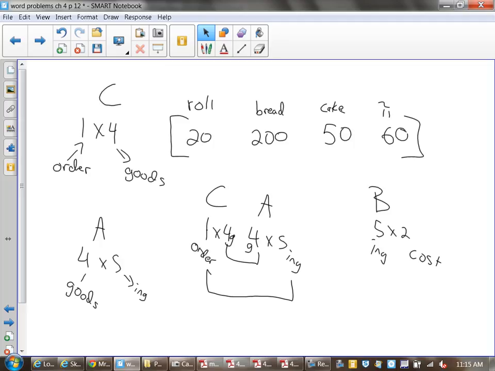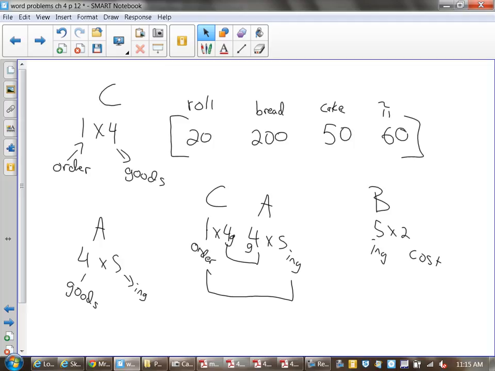So we left off here. We're talking about that matrix C. The idea here was that we were trying to maintain all of our different dimensions and what all those dimensions meant. In matrix C, when they said create that 1x4, it was talking about the order that was placed and the amount of goods. So the order was the 1, and the goods were the 4 columns.